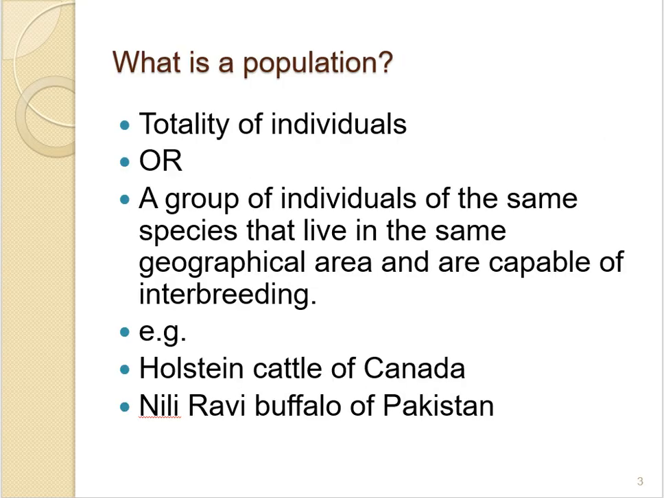So let's define what a population is. It is the totality of individuals, or a group of individuals of the same species that live in the same geographical area and are capable of interbreeding. For example, Holstein cattle of Canada, Nili Ravi buffalo of Pakistan.